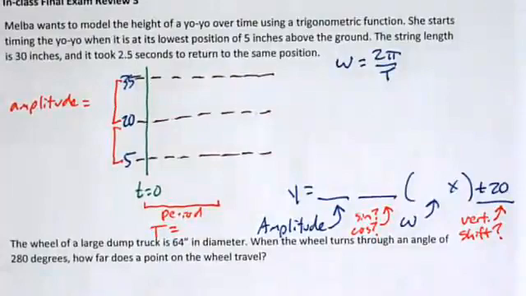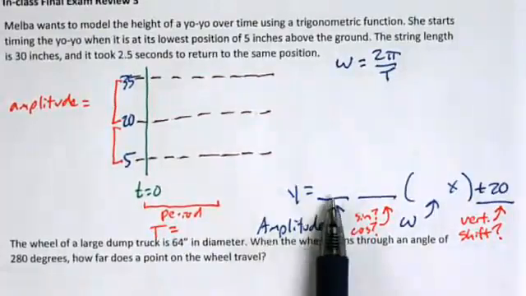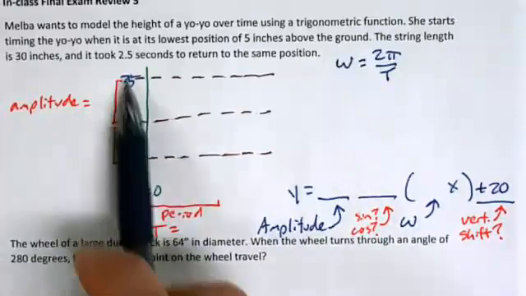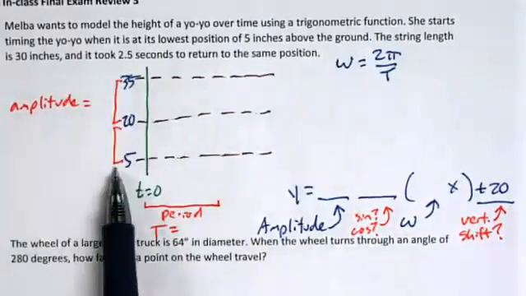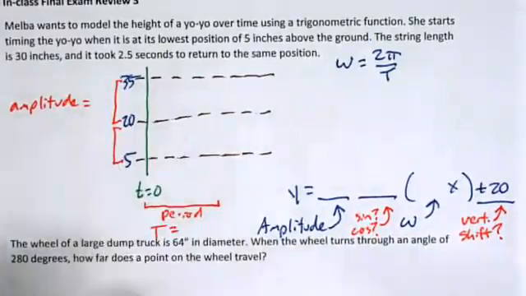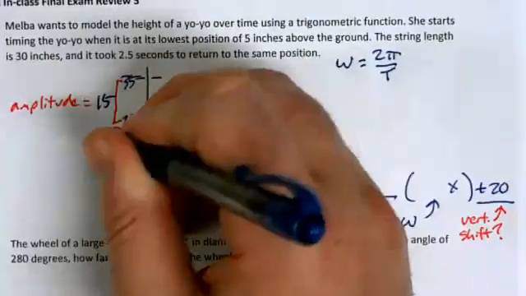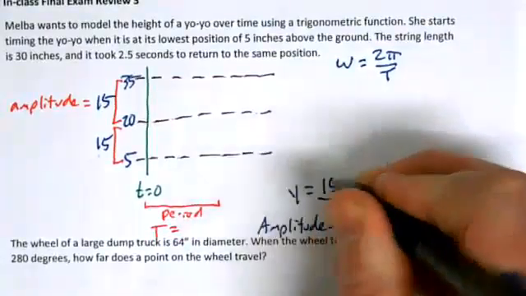We also should know what's going to be in front of our function here, which would be our amplitude. That would be vertically how far to go from the center to the top or the center to the bottom, which is 15. We got 15 here and 15 here. So our amplitude is 15.